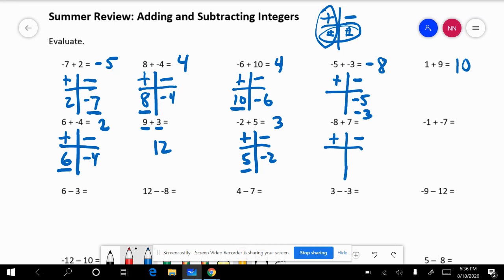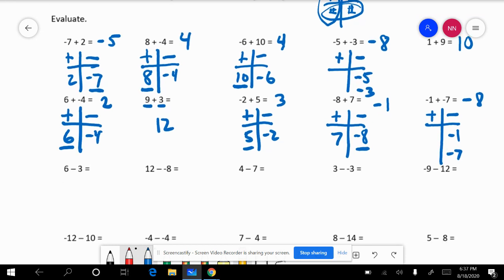For the next one, I have a -8. I have a 7. The larger one is negative, so my answer is -1. And for this one right here, I have a -1 and a -7. Those are on the same side, so they add up to -8.